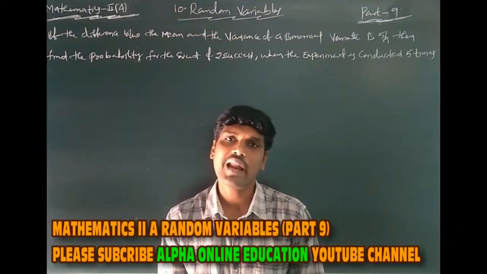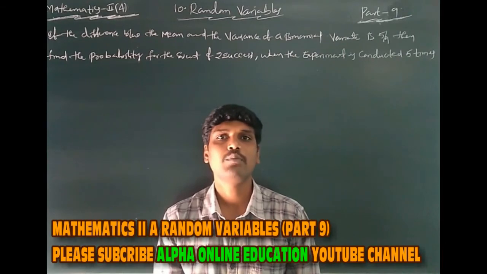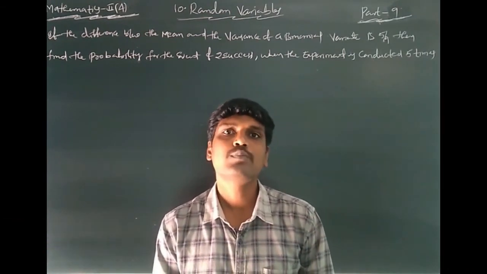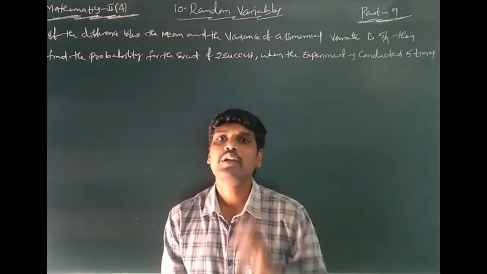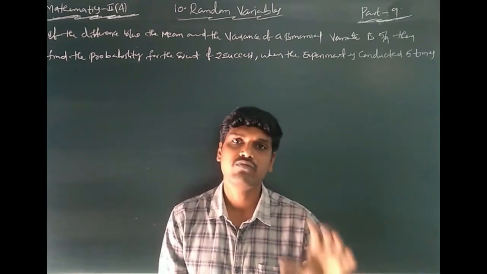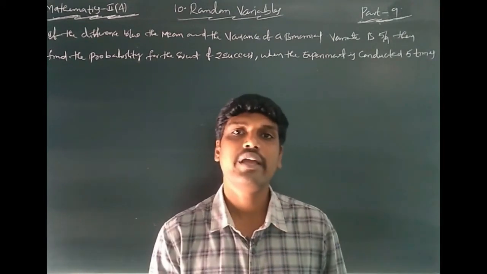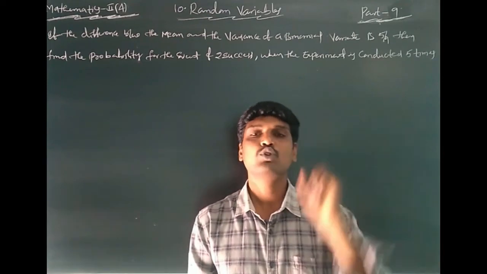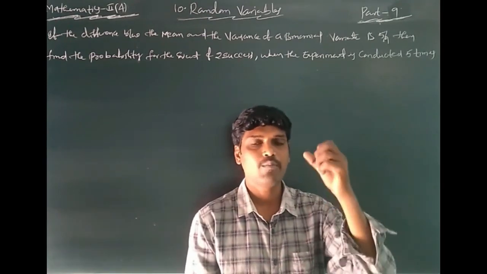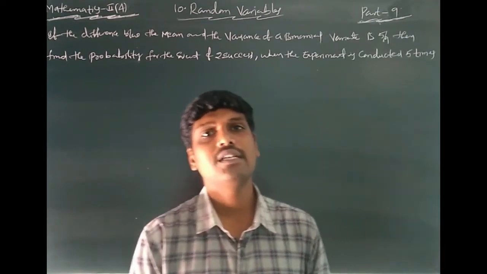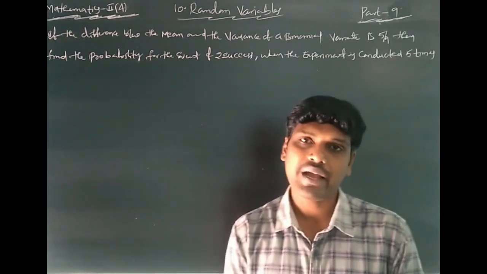10th chapter, random variables. This chapter belongs to Mathematics 2A, part 9. Last part completed: binomial distribution definition, Poisson distribution definition and formulas, and the mean and variance formulas of the two distributions. Some 2 marks problems are also completed in binomial distribution. Today I will explain one more important 2 marks problem, sometimes asked for 7 marks in binomial distribution.